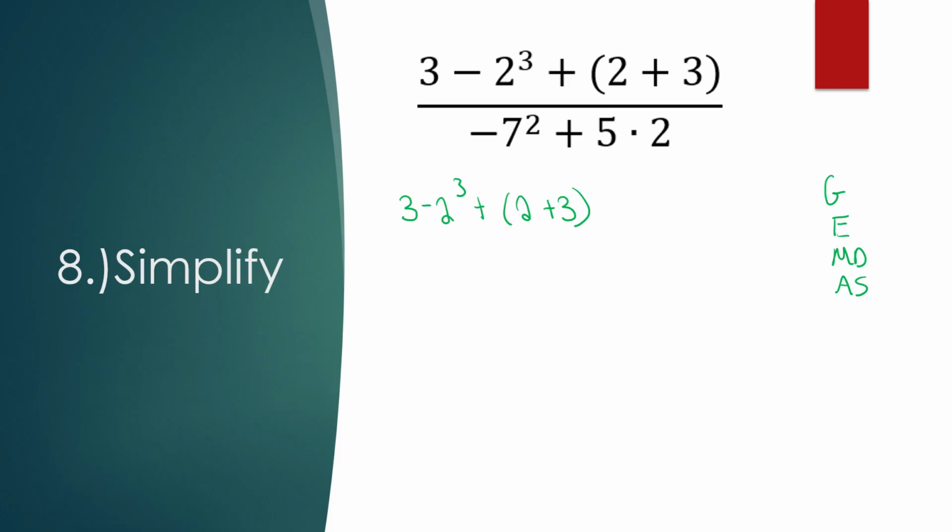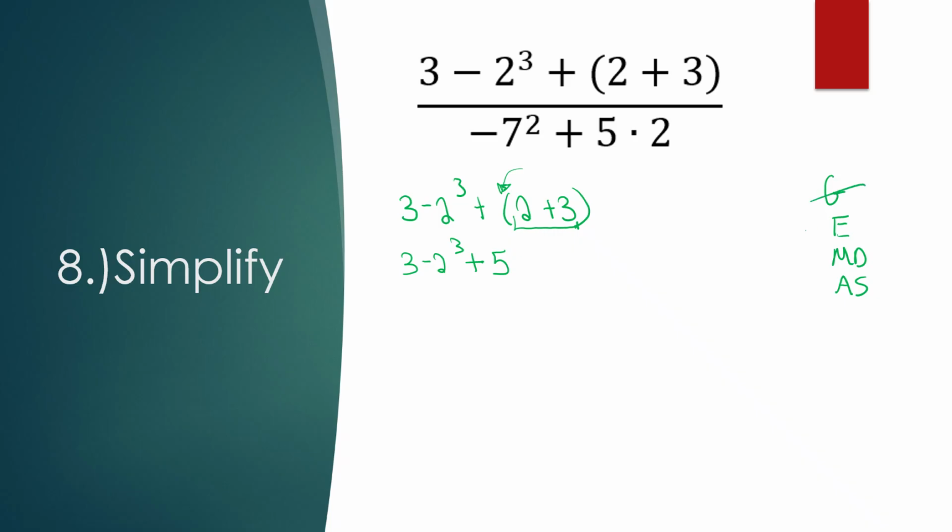I have grouping here with 2 plus 3. So 3 minus 2 cubed plus, now because there's no multiplication here, I can just go ahead and drop those parentheses, which I will choose to do here. If you keep them, it's okay, it won't impact anything, and it's better to overuse parentheses than it is to underuse them. I'm done with my grouping.